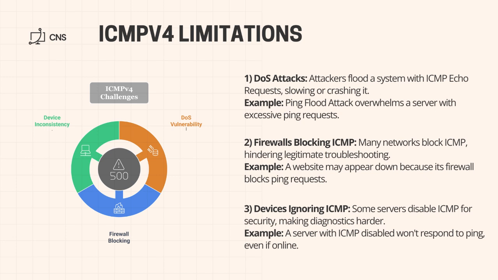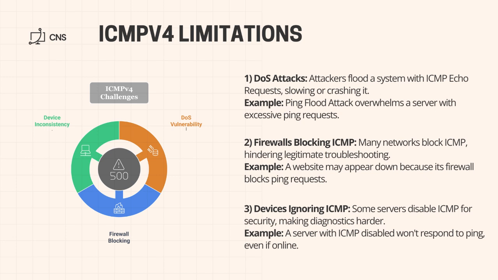Second one is a firewall blocking ICMP. To prevent attacks, many firewalls block ICMP traffic, which can interfere with legitimate network diagnostics. For example, if you try to ping a website and get no response, it may not be down, its firewall might just be blocking ICMP requests.